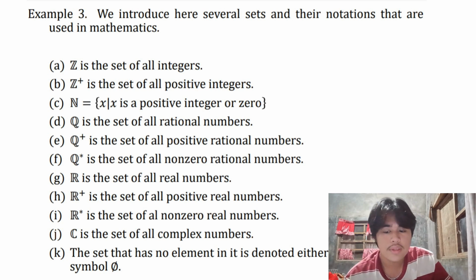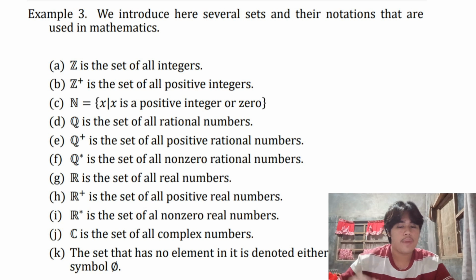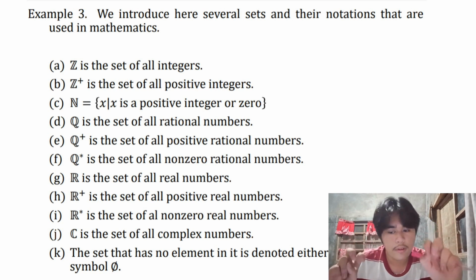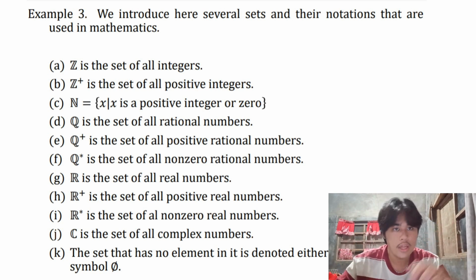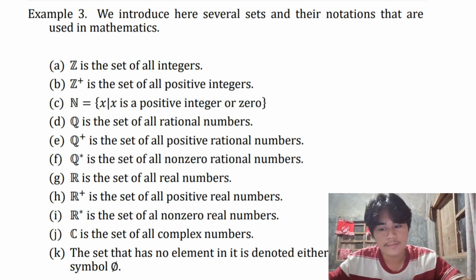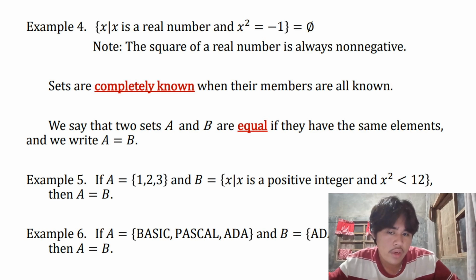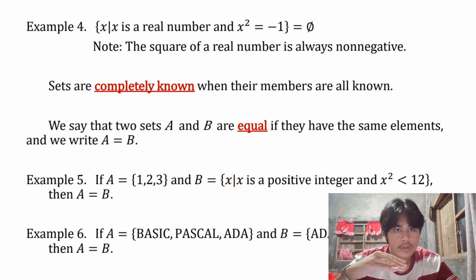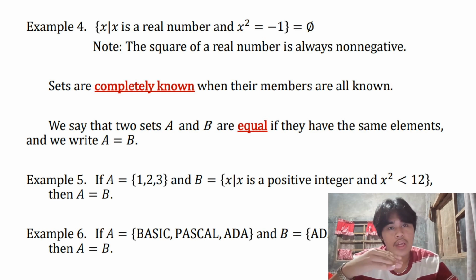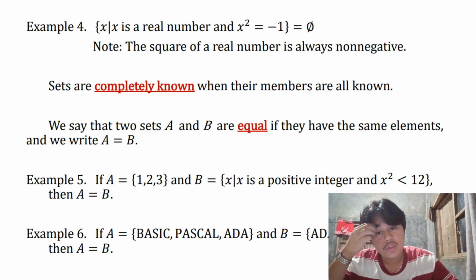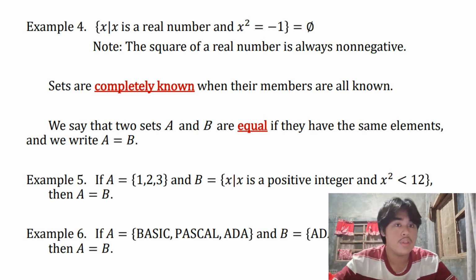The set that has no element is denoted either by empty braces or by the symbol null, the zero with a slash. For that, an example is {x | x is a real number and x squared equals negative 1}. That would also equal the null set, since the square of a real number is always non-negative.